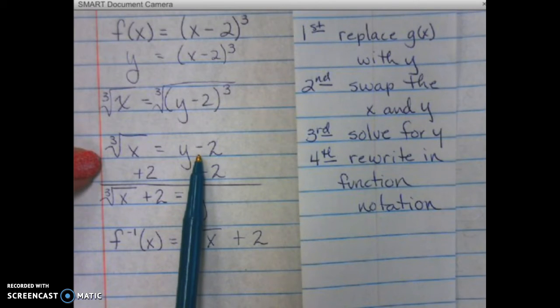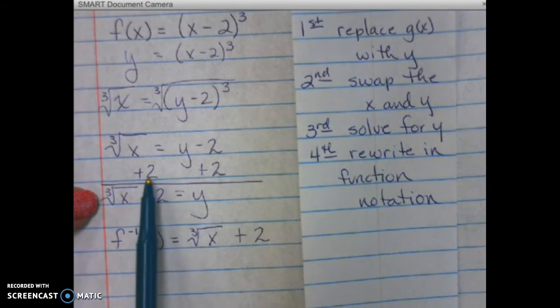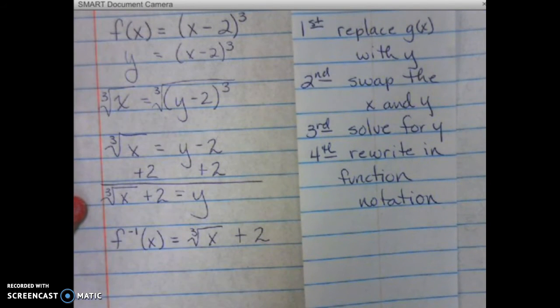The inverse of minus 2 is to add 2. So I added 2 to both sides. I get the cubed root of x plus 2 is my y. And then I'm going to write it back in inverse notation. The inverse function, inverse of f of x is equal to the cubed root of x plus 2.